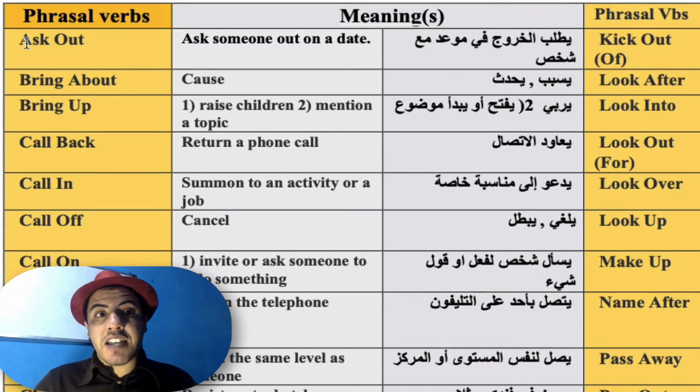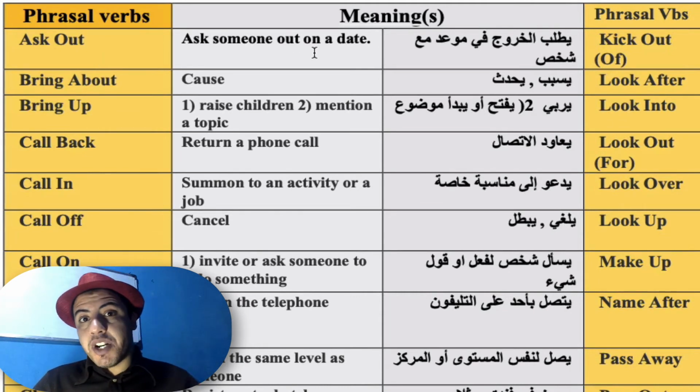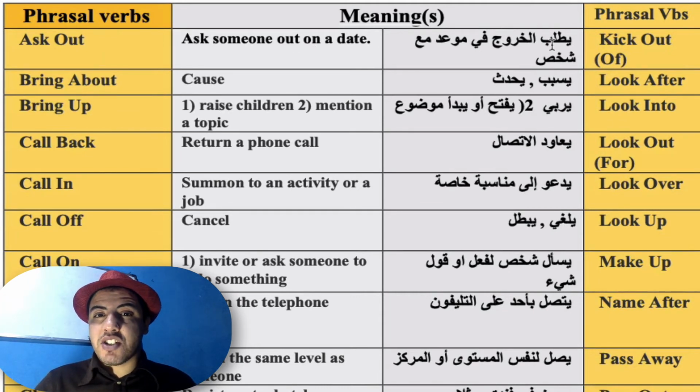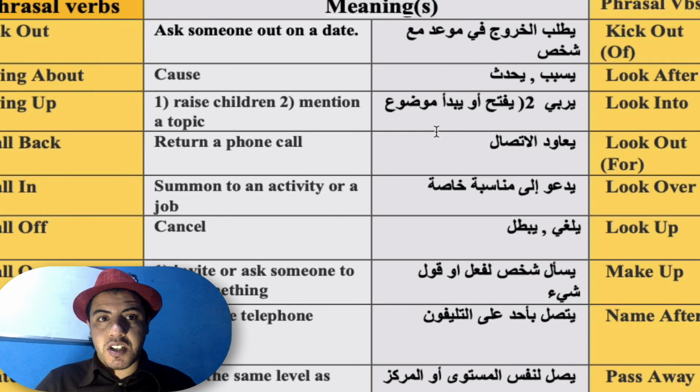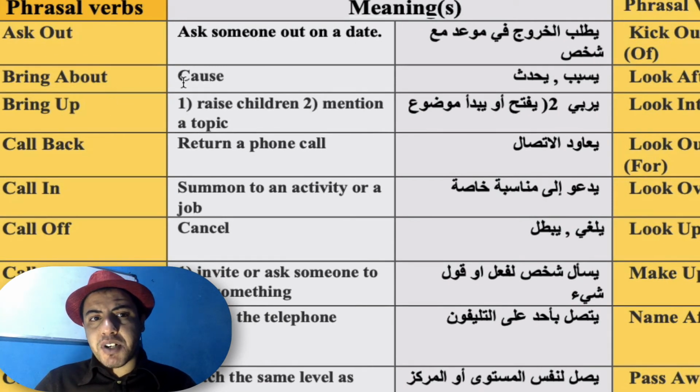For example, we have to ask out. What does it mean to ask out? It means to ask someone out on a date. Okay, this is the translation in Arabic, as you can see. Also, we have to bring about. Bring about means to cause.